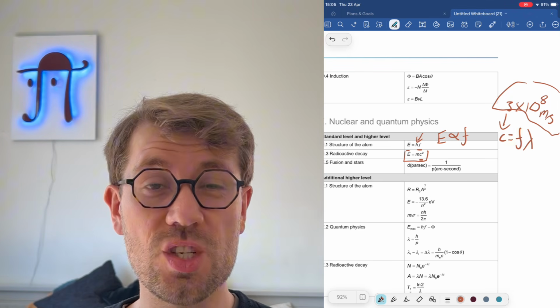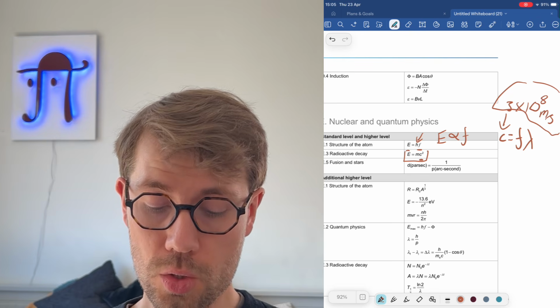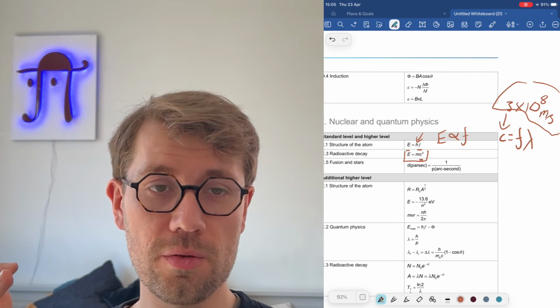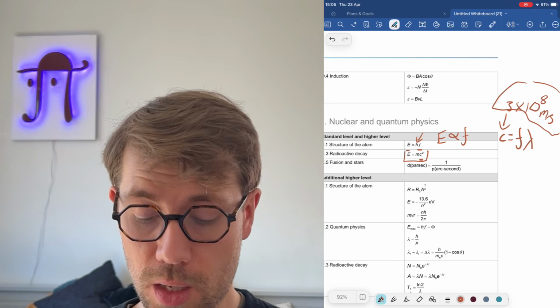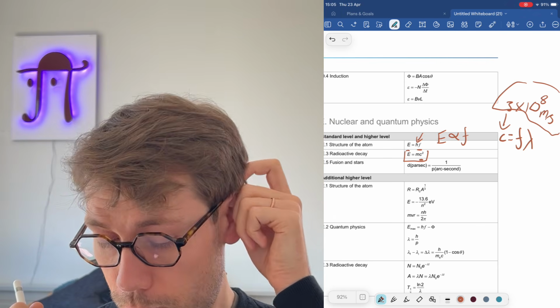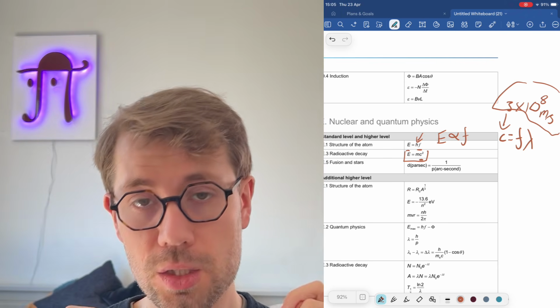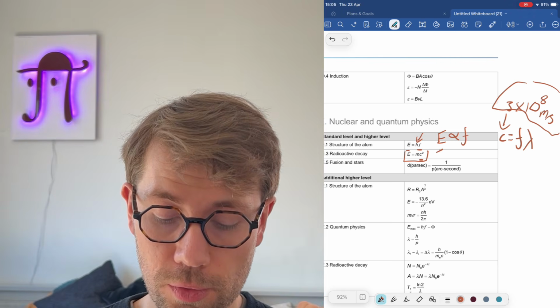Basically, some of the mass has changed inside that nucleus. So what we're going to do is find out what that change in mass is, bang it into this formula, and get ourselves a nice energy. The energy which you get will be in joules.